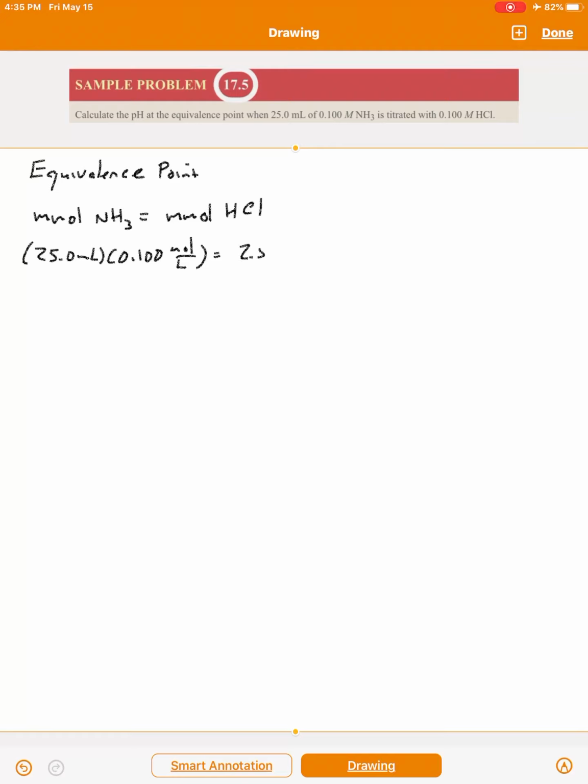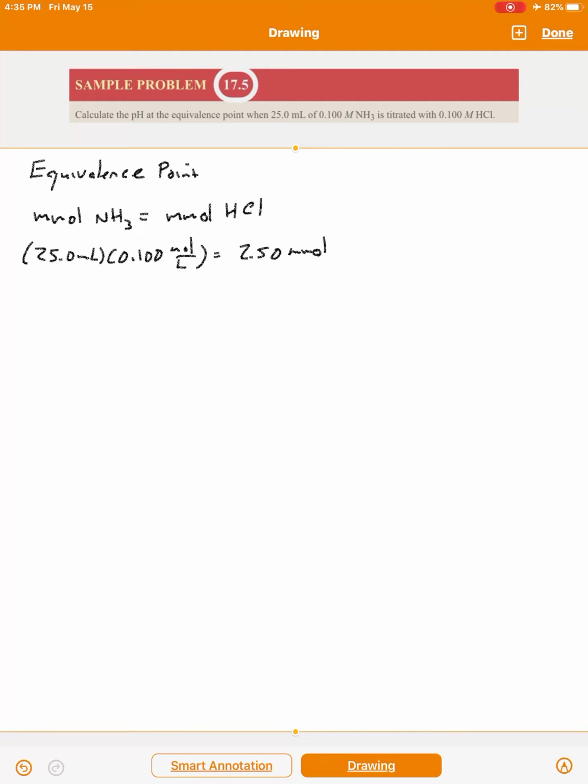Since this is the equivalence point, and the volumes are in milliliters, I'm going to make the following claim. The millimoles of ammonia are equal to the millimoles of HCl. That's what the equivalence point is, where the number of moles or millimoles are equal to each other. We know the volume and the molarity of ammonia, so let's figure out what that number of millimoles is. 25 milliliters times 0.100 moles per liter. So that's going to give us 2.5 millimoles.